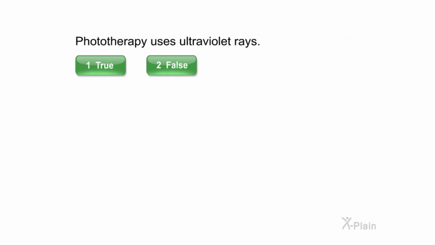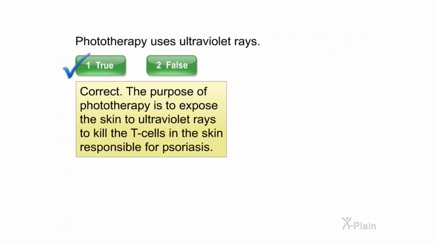Phototherapy uses ultraviolet rays. Select true or false. Correct. The purpose of phototherapy is to expose the skin to ultraviolet rays to kill the T cells in the skin responsible for psoriasis.